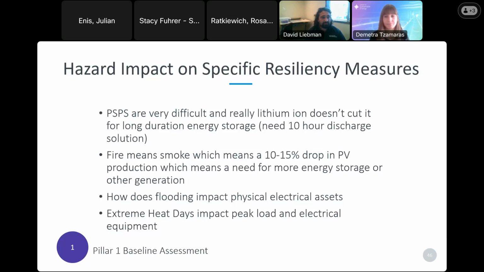Due to the experience of the wildfires we had in Sonoma County at the time, we got real world data from our PV production on what actually was our drop in PV production because of the smoke in the air. And then we proceeded to model our design system on to see how much more solar or how much more storage we would need to account for a resiliency outage event during a wildfire where there's smoke in the air. We look at how flooding would impact the physical electrical assets, and then how the extreme heat days impact our peak load, as well as the electrical equipment and what it was rated for.